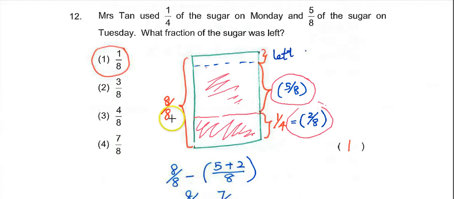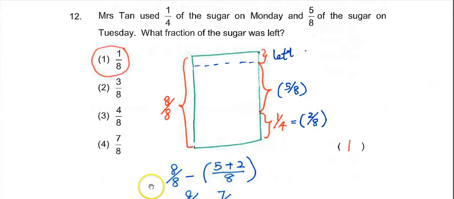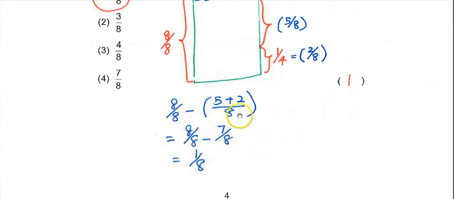Okay, so 8/8 minus 5/8, and 2/8. So it's actually over here. Let me scroll up. 8/8 minus 7/8 is 1/8. Answer is 1/8, which is 1.